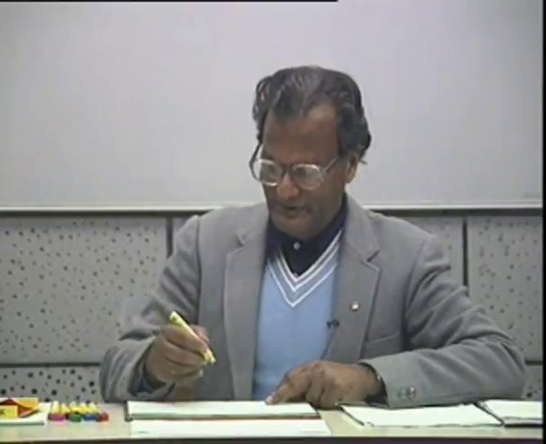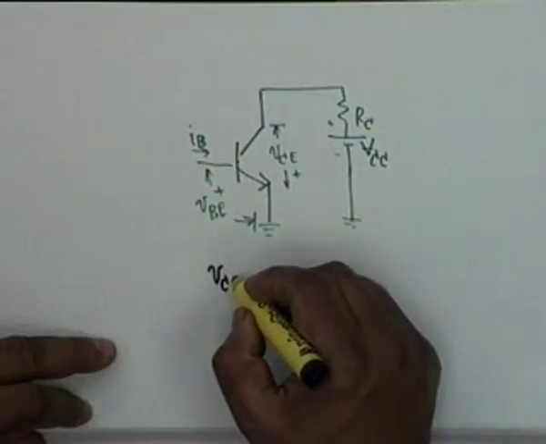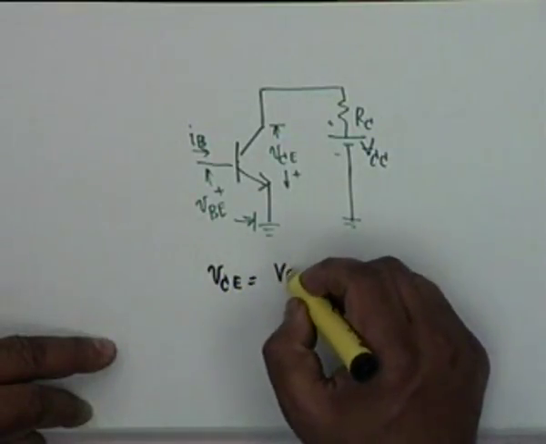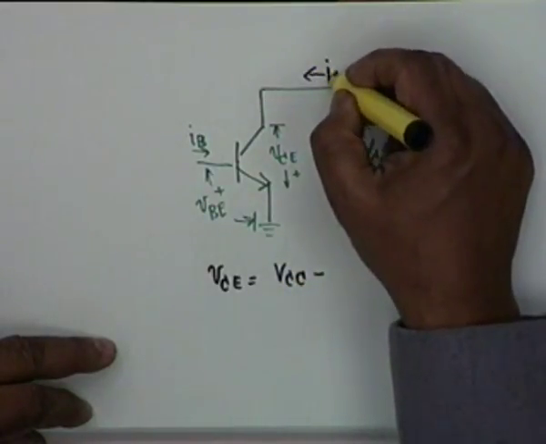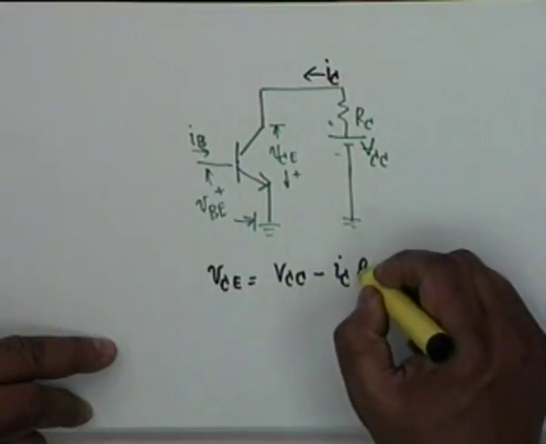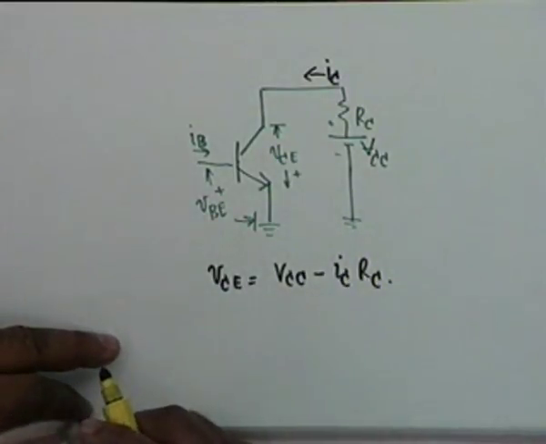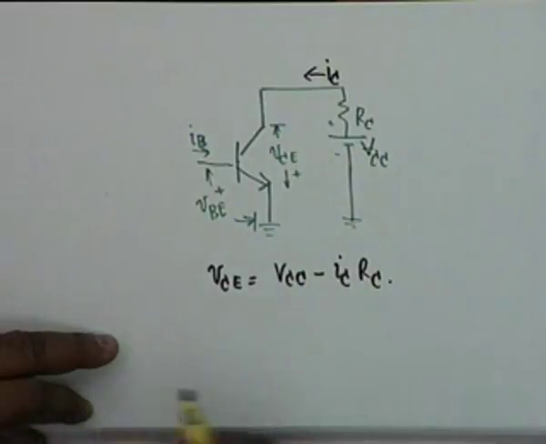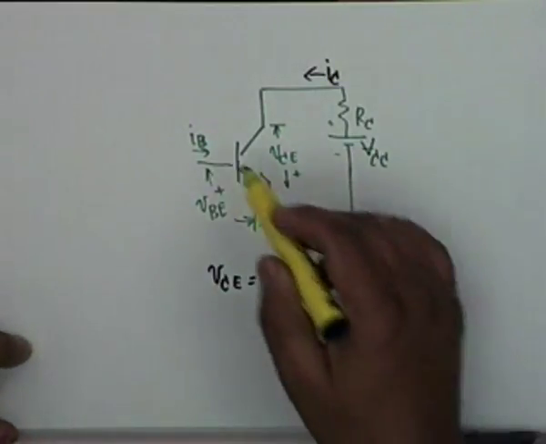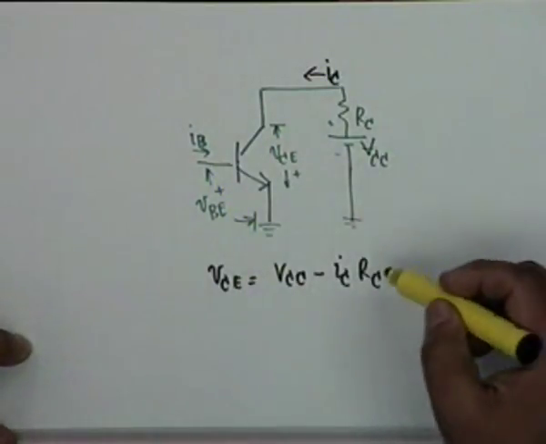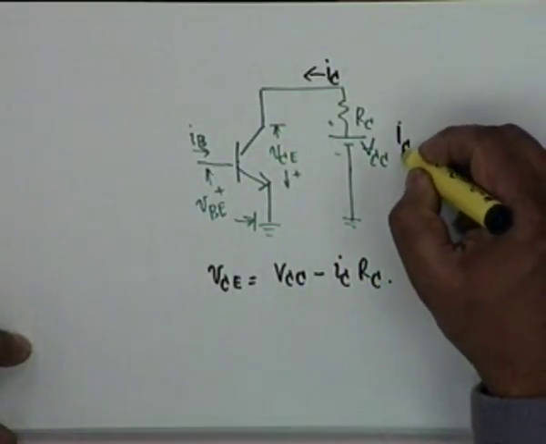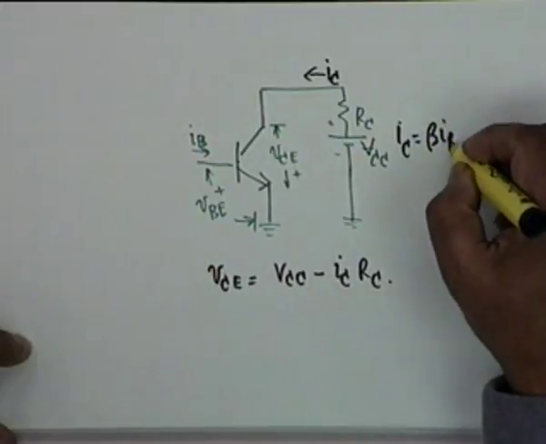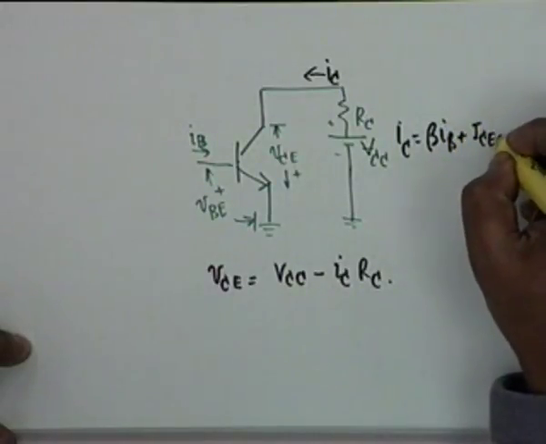Now, if you look at this, obviously VCE is equal to VCC minus IC RC. And we also know that as we increase IB, the collector current IC increases, because IC is equal to beta IB plus ICEO.